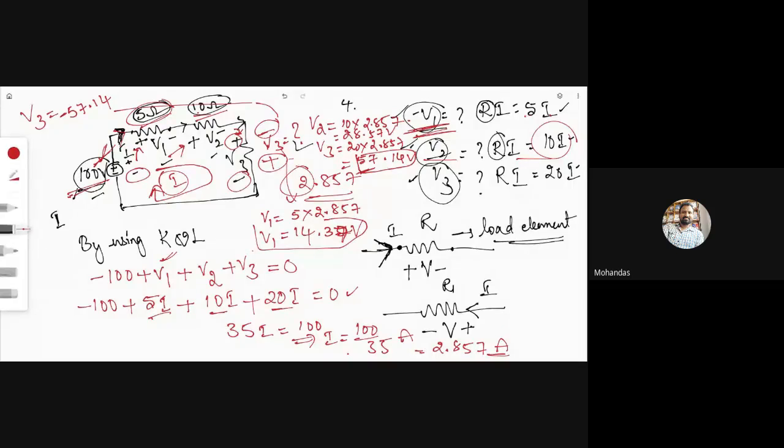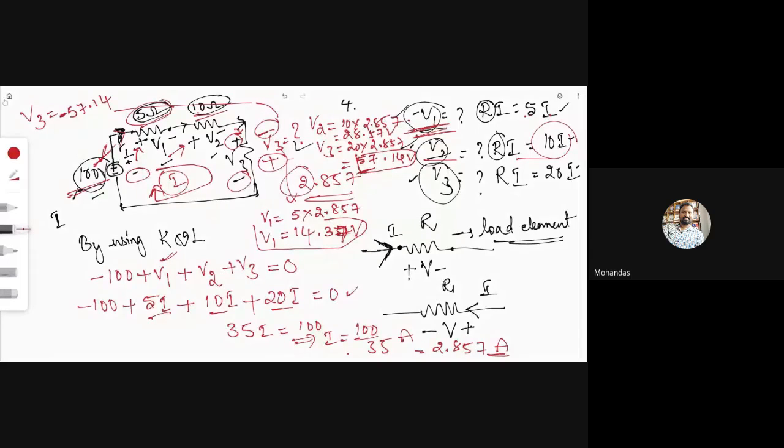Are you getting me or not? As these polarities are interchanged in the question, the answer will be the same, but it should include a minus sign. Okay? This is about the problem on KVL and Ohm's law. KVL and Ohm's law. None of you understood? If anybody has any doubts, you can ask.